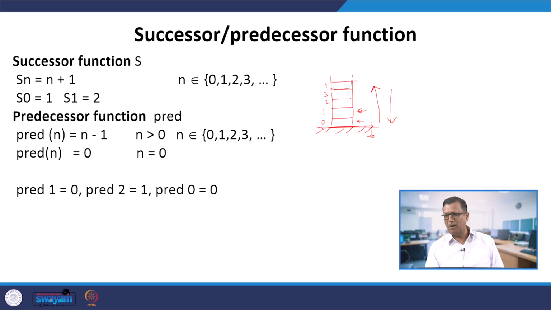There is a boundary, a limit after which the lift cannot go down. So successor always builds up, predecessor always goes down, but you cannot go below the bottom. That is the idea behind the successor function and the predecessor function.